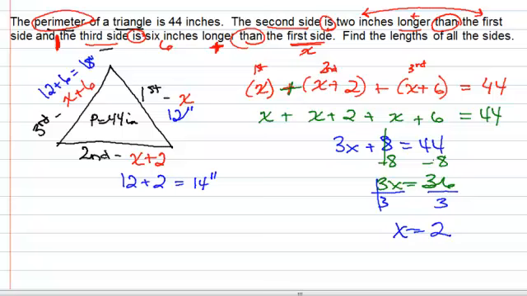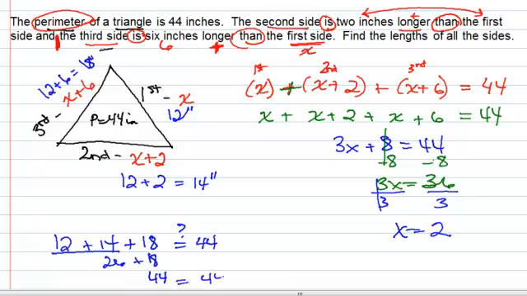And then we want to make sure that we did okay, so we just add them all up again. So 12 for the first, plus 14 for the second, plus 18. And we want to know, does that equal 44? So see, 12 plus 14 is 26. And 26 plus 18 is 44. And those are the same, so we're looking good.